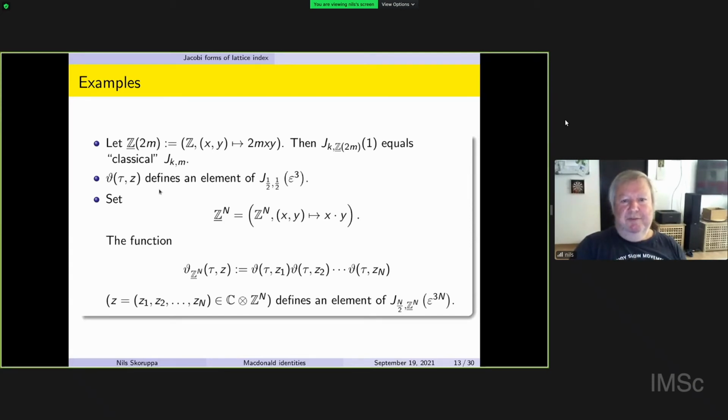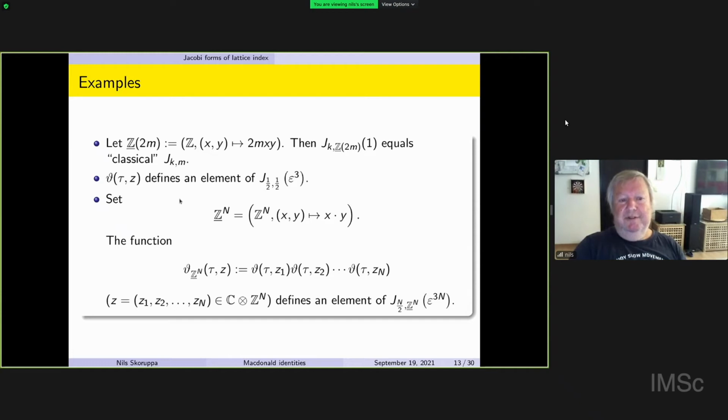So this theta(tau, z) that you saw, the Jacobi theta function, is then a Jacobi form in this notation of weight 1/2, index 1/2 in this sense here. That means belonging to the lattice Z itself, where 2m is equal to 1. And the character is epsilon cubed. So one can work it out like that.